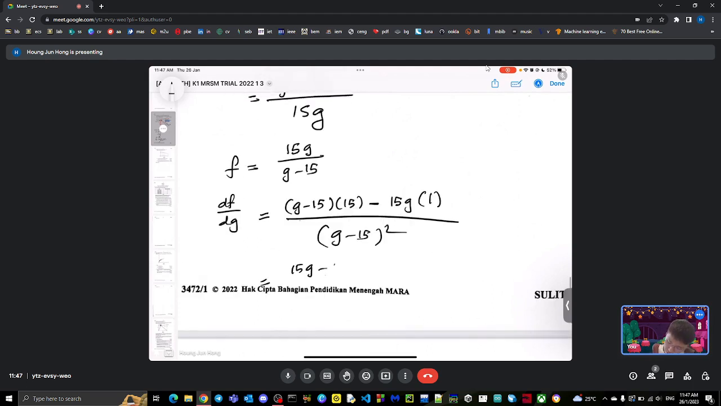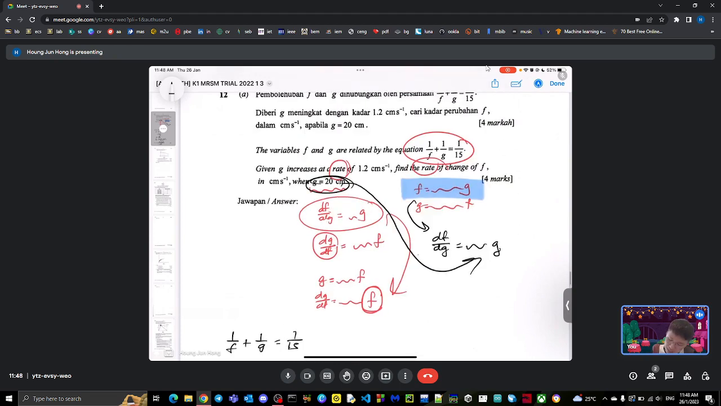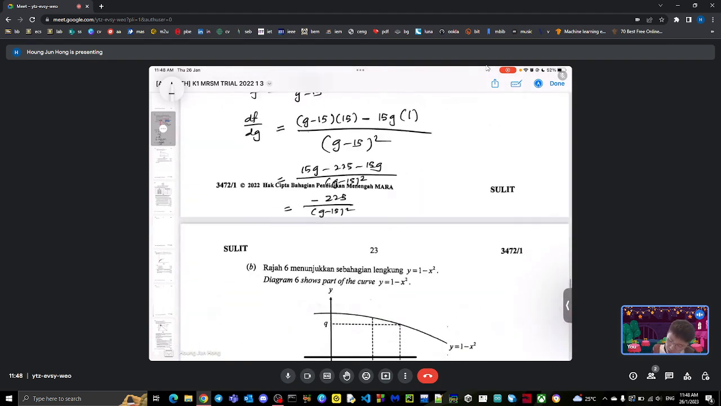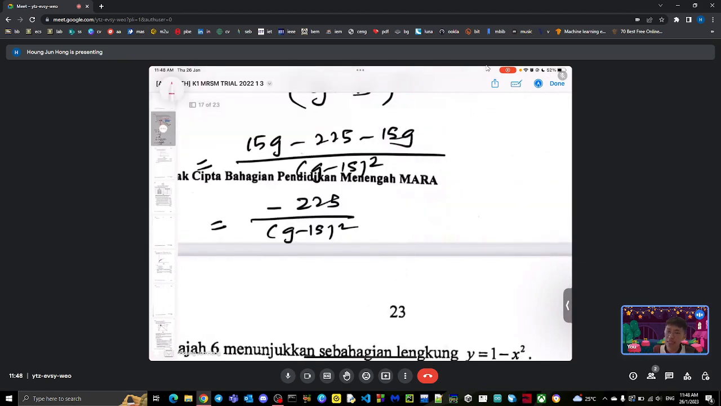It should give you negative 225 over (g minus 15) squared. This is the value of your df/dg. And usually when we deal with rate of change in this kind of question, we will need a very exact value of df/dg. So at this point, our g is given to be 20 cm. You just sub the 20 into it, and then you can find the exact value of df/dg at this point where g equals 20 cm.